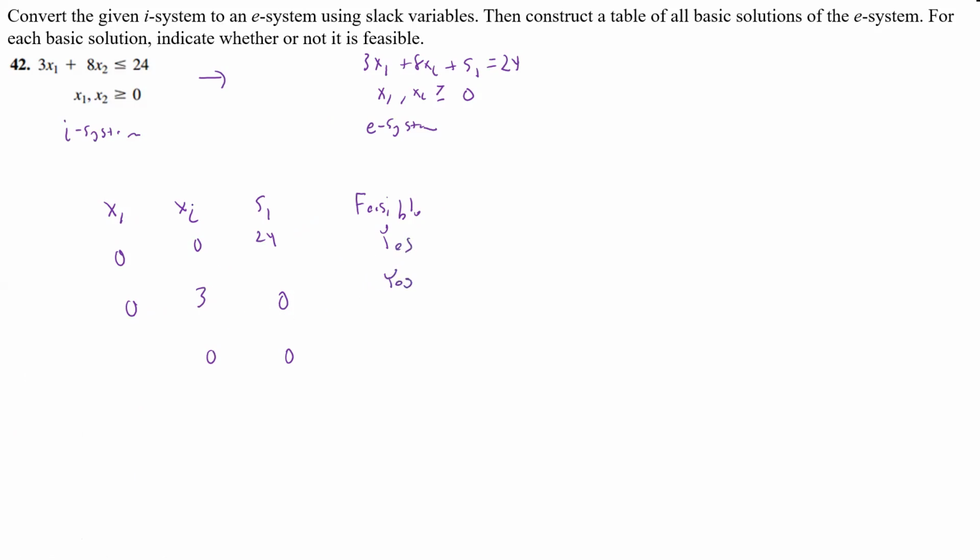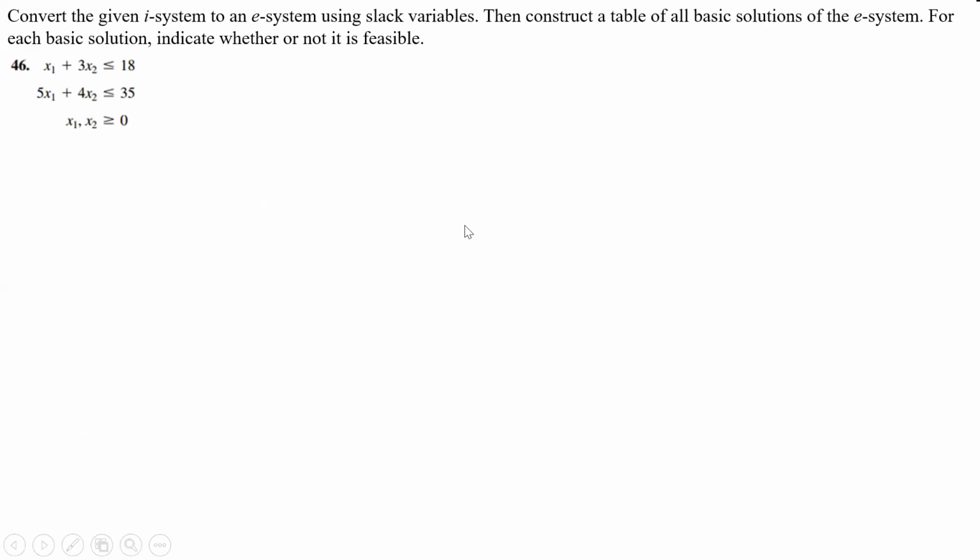And then the next one we plug in x2 and s1 is 0. So if that's 0 and that's 0, then x1 has to be 8. So now we have 8, 0, 0. Those are all positive. So yes, that's a feasible solution. And that's all they really want here. They just want to know, set up the table and then see if it's a feasible solution or not. So how about we do the next one?